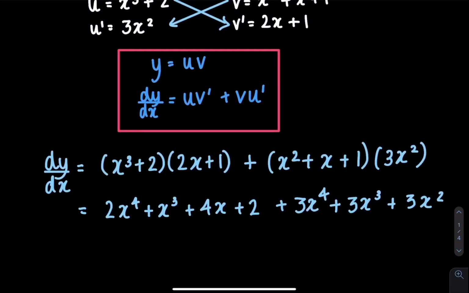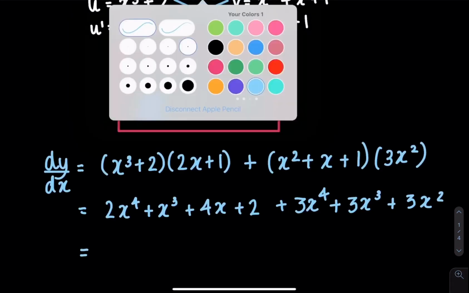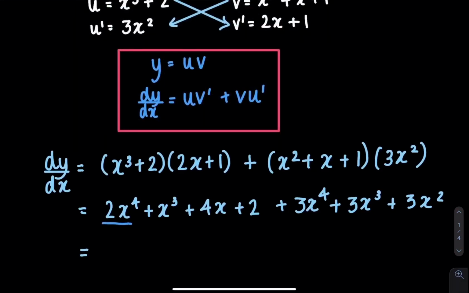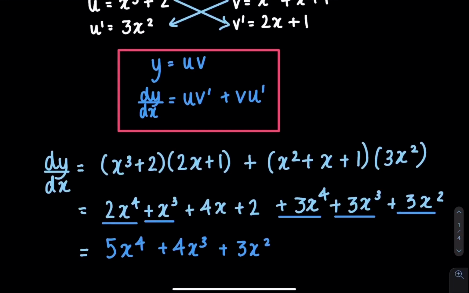And now we can simplify this by collecting like terms. So what I'm going to be doing is doing 2x to the power of 4 plus 3x to the power of 4, which is 5x to the power of 4. And then x cubed plus 3x cubed is plus 4x cubed. This is just simplification. And then plus 3x squared from here, which can't be simplified any further, plus 4x, which again can't be simplified any further, and then plus the 2. And this is your final answer.